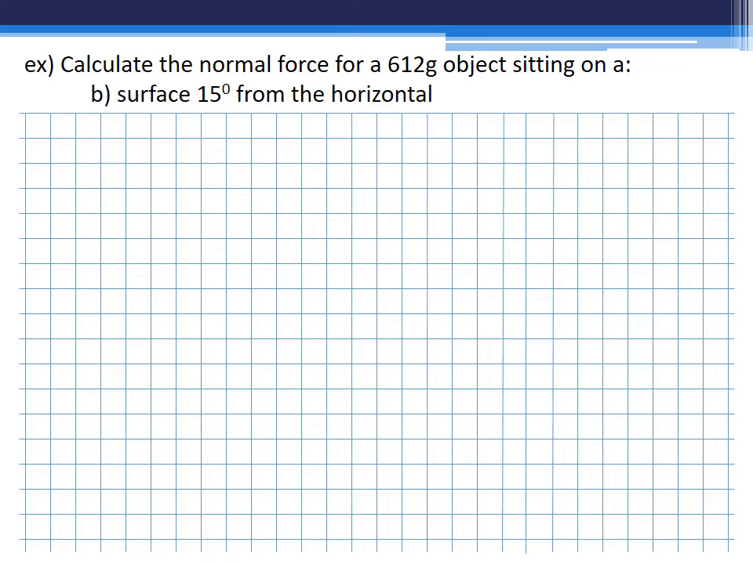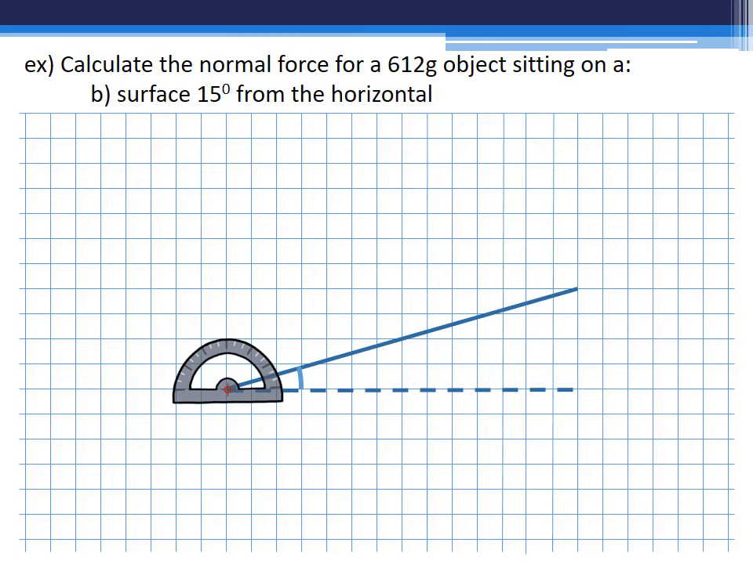This time we have an angled surface. So I'm going to draw a dashed line, and I'm going to take my protractor and measure up 15 degrees from the horizontal, and then I will draw my surface. Somewhere on that surface, I will draw a box, and I'm going to place a dot where I'm going to draw all my vectors from.